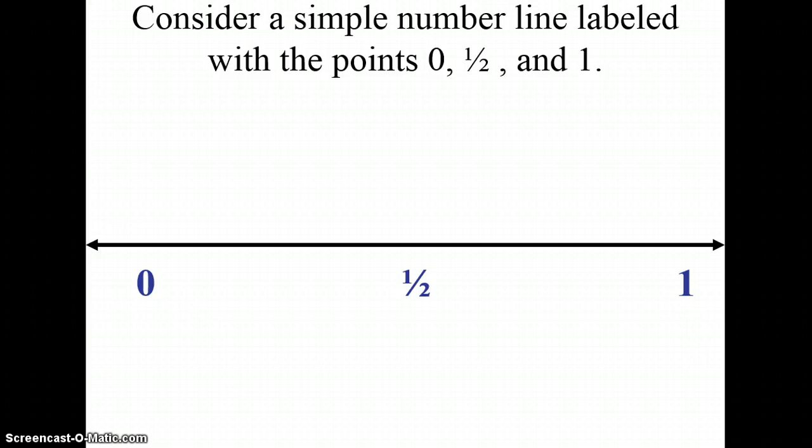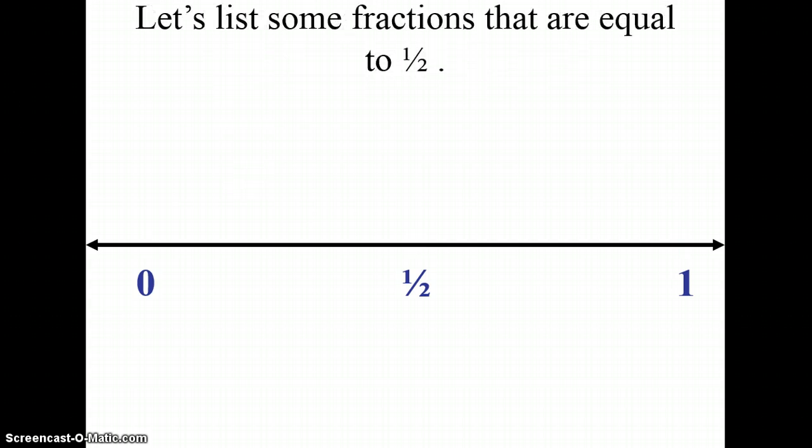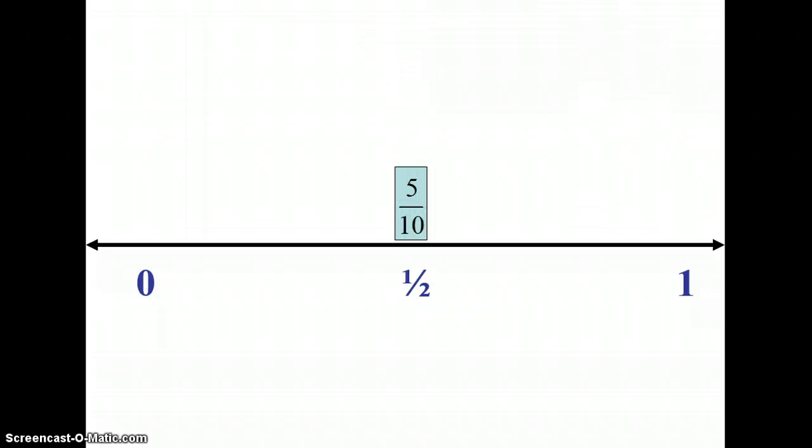So let's consider a number line that's labeled with the points 0, 1/2, and 1. Now, let's list some fractions that are equal to 1/2. Aside from 1/2, you might be thinking of fractions like 5/10, 10/20, 25/50.